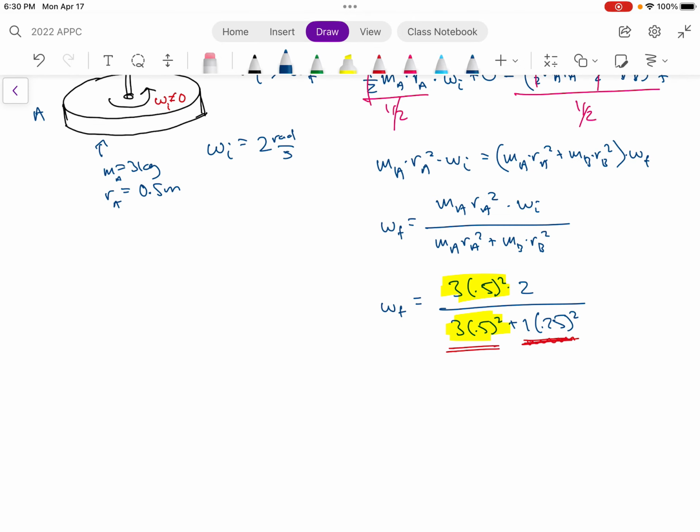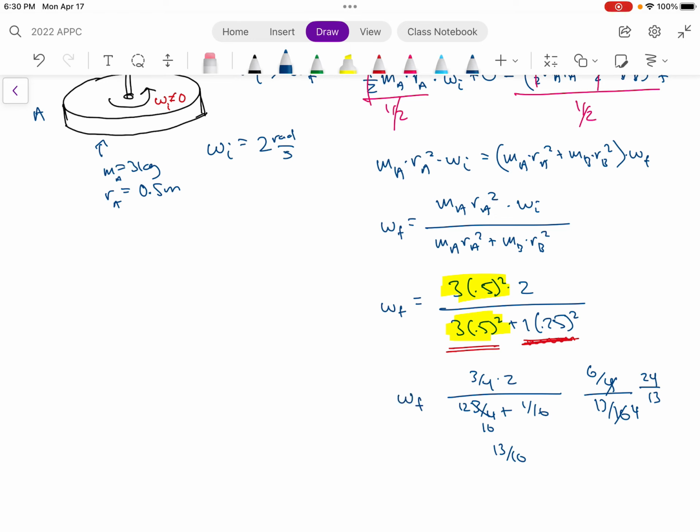So that'd be 3 times a quarter, so 3 quarters times 2. I'm trying to do this without the calculator. A quarter times 3 would be another 3 quarters. 0.25 times 0.25 would be a 16th. So that'd be 12 sixteenths, so 13 sixteenths on the bottom. And we'd have 6 quarters over 13 sixteenths. That'd be a 4, so 24 thirteenths. As easy as that, right?